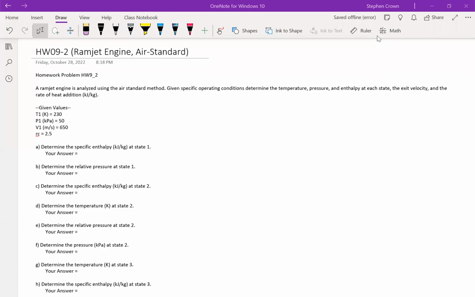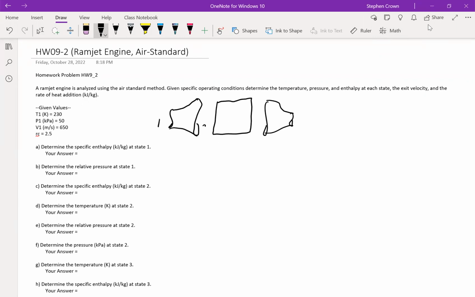Homework 9.2 is a ramjet engine, which requires that the engine is moving for it to work. So we'd have to have some way to get this airplane flying. All we have is a diffuser, which will increase the pressure. So that's our compressor. And then we have a heat exchanger, or combustion chamber in reality, but thermal will get heat exchanger. And so we have states 1, 2, 3, and 4. The exit nozzle accelerates it and we get our thrust.